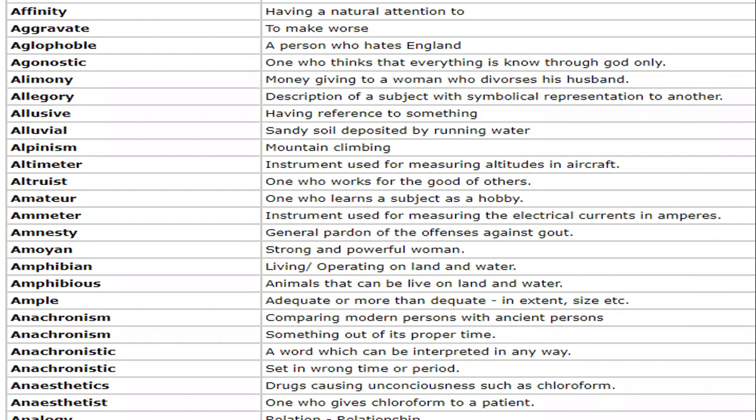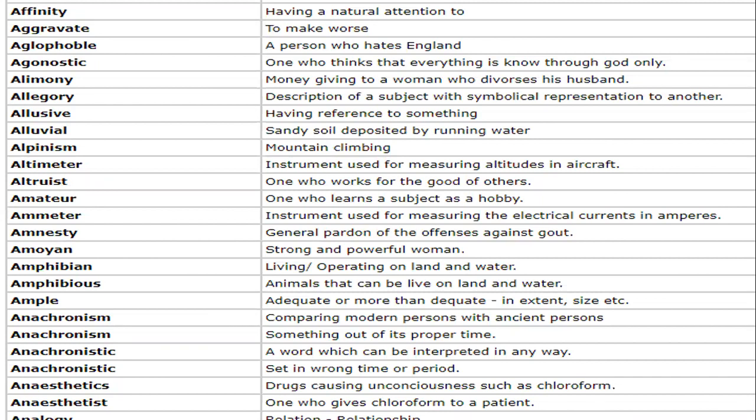Aggravate, to make worse. Making bad into worse is aggravate. Anglophobic, a person who hates that country, England. Agnostic, one who thinks that everything is known through God only. So we say that person is agnostic. Alimony, money given to a woman who divorces her husband. Then allegory. Allegory is description of a subject with symbolical representation of another. Allusive, having references to something. Alluvial, like sandy soil deposited by running water. Alpinism, mountain climbing. Altimeter, instrument used for measuring altitudes in aircraft. So in the Air Force we use this one.